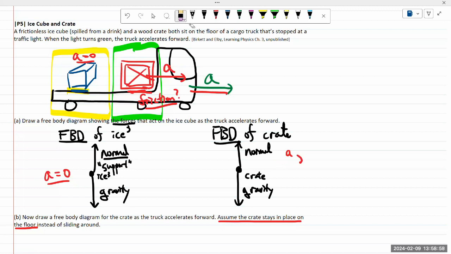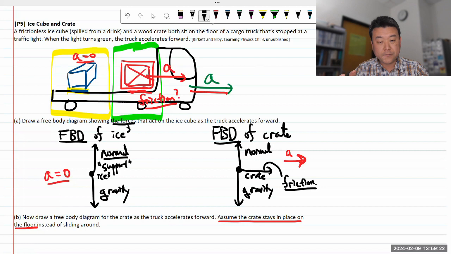So the crate must be accelerating forward, which means for that to be true, in order for me to have drawn all the forces, I need to have some horizontal force. I need to just justify where that is coming from. And you know, that's going to be friction. It's going to be friction force. That's the only force it can be. And with the crate, until I've drawn this friction force, I wasn't done. So I've drawn the friction force.